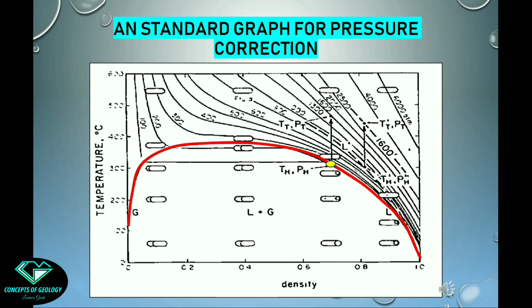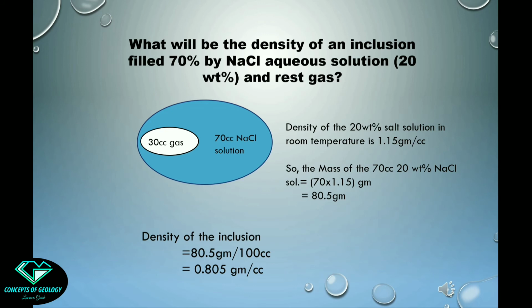Now suppose the chemistry of the inclusion is not pure water. Suppose it is a salt solution. Then we have to first determine the NaCl equivalent salinity of the solution. I mean, the salt may not be pure NaCl, rather a mixture of KCl and other components, but we have to determine its NaCl equivalent salinity. How should we calculate it?